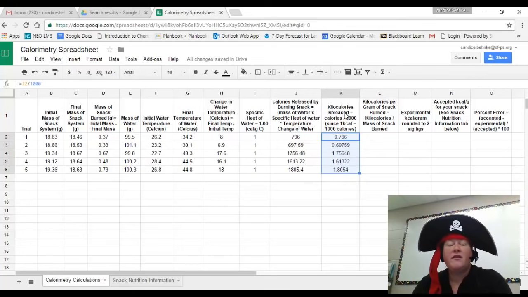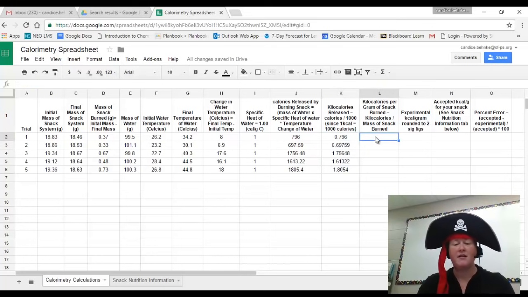Now, some of the snacks that you burned were bigger than others. So if you look at this number, there was probably a much larger snack since it released more calories compared to this one. So we need to do a calculation of the number of calories per gram. And to do this, we need what's in this column right here, the mass of the snack burned. So the calories per gram of snack burned equals the kilocalories divided by the mass of the snack burned.